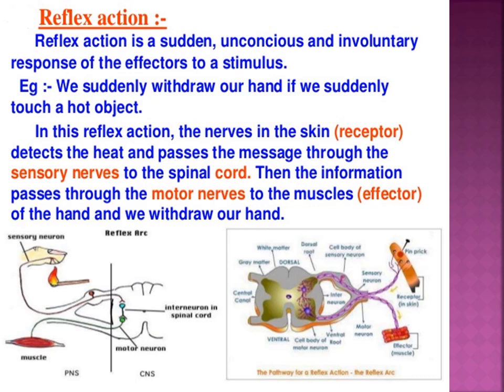Then when the skin receives it, what will happen? Sensory nerves will move. They will carry that message to the spinal cord. Then the information passes through the motor nerves to the muscle effectors on the hand, and we withdraw our hand. Clear? So in this case, first through the receptor, sensory nerves will move to the spinal cord. That message will be interpreted in the spinal cord and passed through the motor nerves to the muscles.